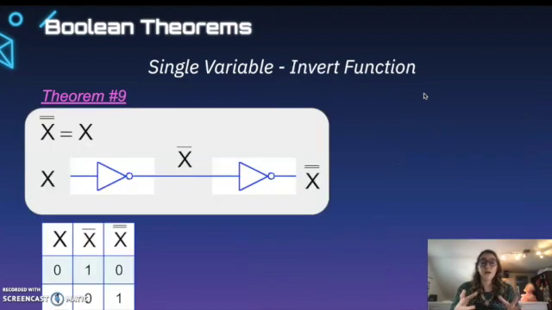And then theorem 9 is when we deal with inversion. Basically this is saying that x naught naught is equivalent to x. That's basically saying if we have x and it's inverted to x naught, and then it's inverted back, it's x. I know that seems silly because it should just go back to x, but in algebraic terms, this is how we would break that down.